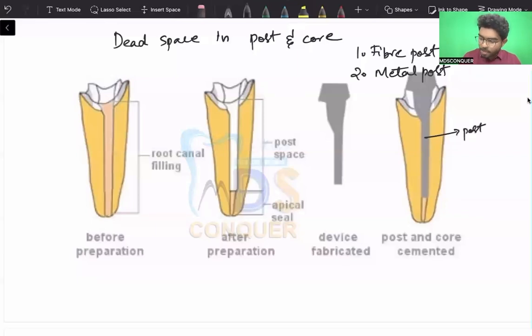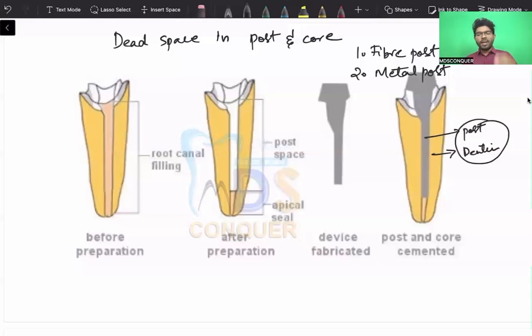And surrounding the post, you have dentin that is present. So what is going to happen is, fiber posts, apart from their aesthetics, how they help, the main important property of a fiber post is that it is going to have all the properties, particularly the coefficient of thermal expansion, or when you're talking about the modulus of elasticity.